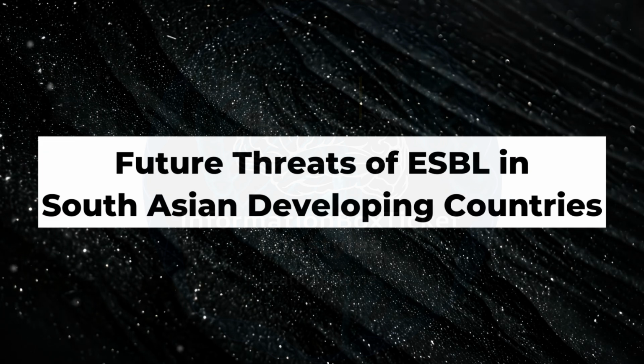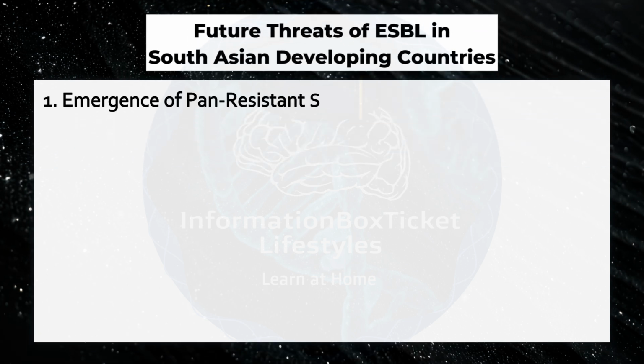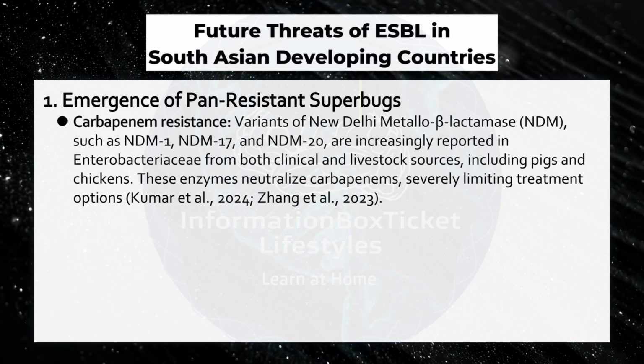Future threats of ESBL in South Asian developing countries. Emergence of pan-resistant superbugs: carbapenem resistance variants of New Delhi metallo-beta-lactamase, NDM, such as NDM-1, NDM-17, and NDM-20, are increasingly reported in Enterobacteriaceae from both clinical and livestock sources, including pigs and chickens. These enzymes neutralize carbapenems, severely limiting treatment options.